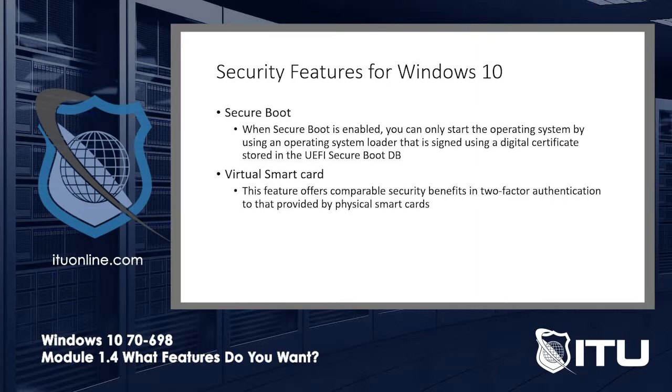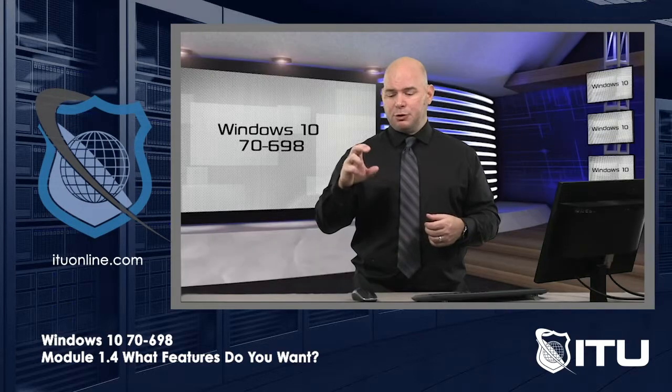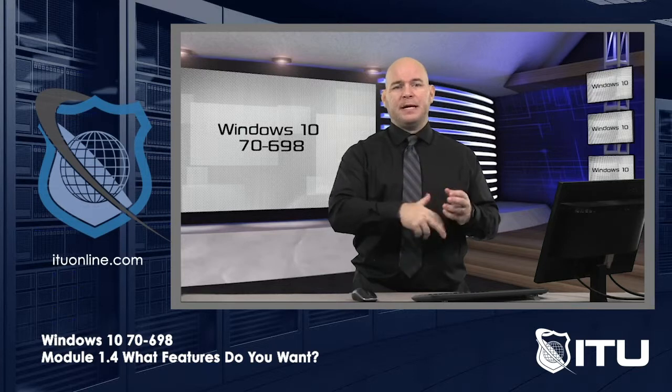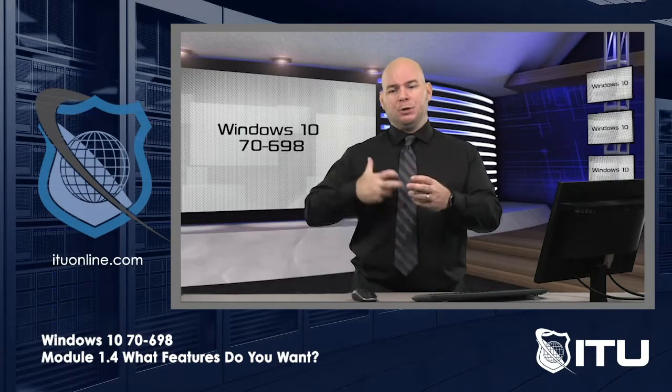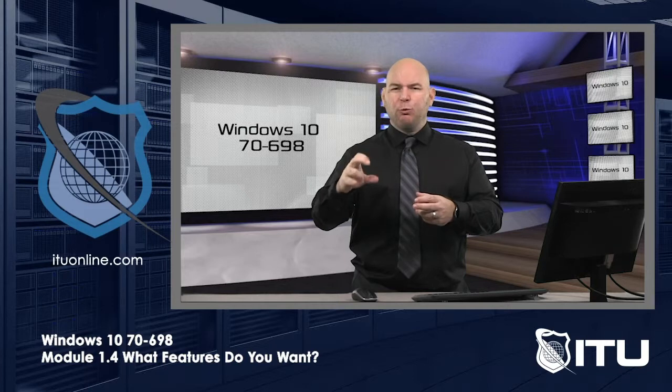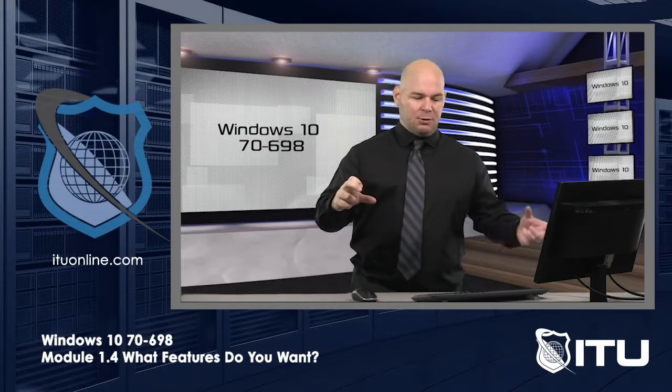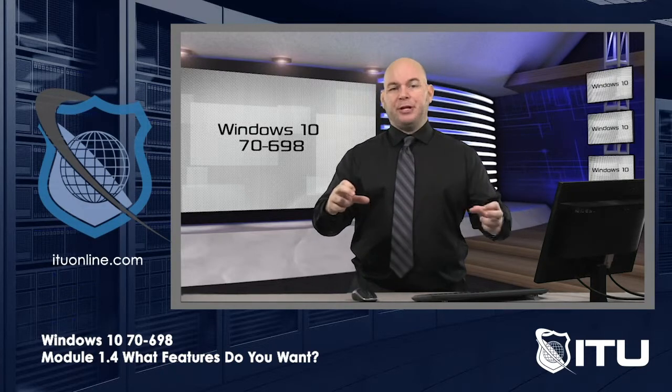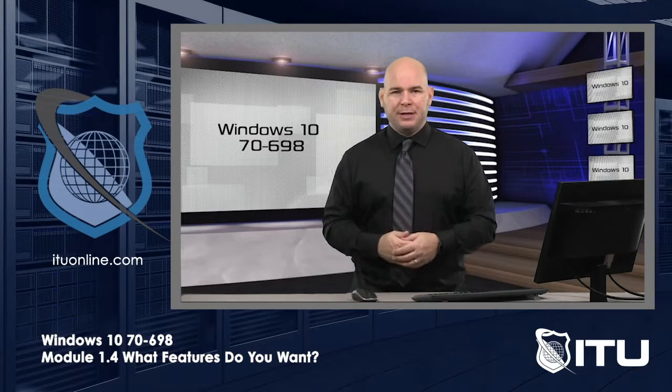You can also have a virtual smart card. Now, this feature offers the comparable security benefits like two-factor authentication, because it's just like a physical smart card, something that you have. Now, being virtual, I don't really have it in my hand, but that's what they're trying to emulate. So you have a virtual smart card, and then you could also have your PIN or password that goes with that smart card. So it's going to be like a software token that you have, and you also combine that with another form of authentication to give you that two-factor authentication.